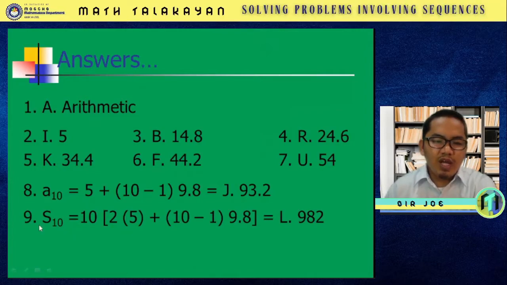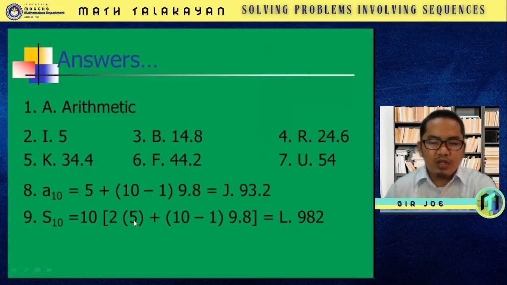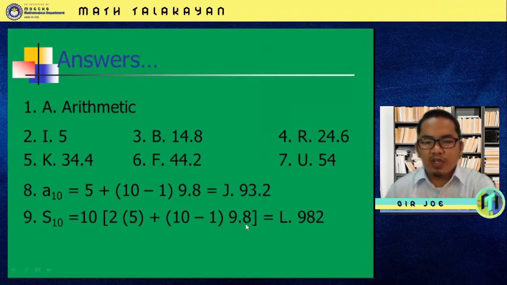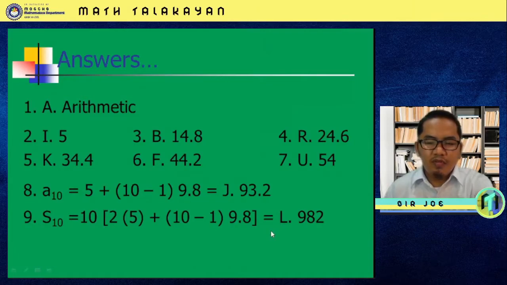And for our number 9, which is the S sub 10, we will be having here 10 times the quantity of 2 times the first term, which is 5, plus the quantity of 10 minus 1 times the common difference, 9.8. And our answer for this is 982, which is letter L. Very good.